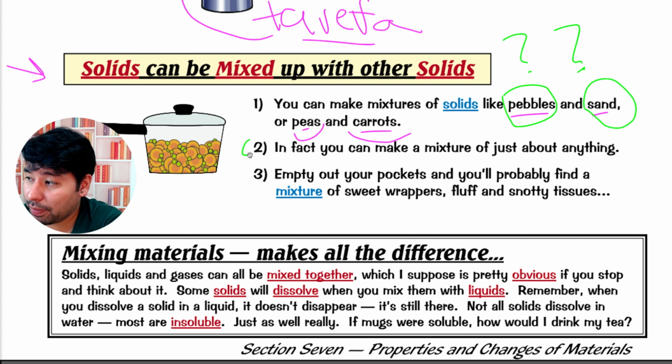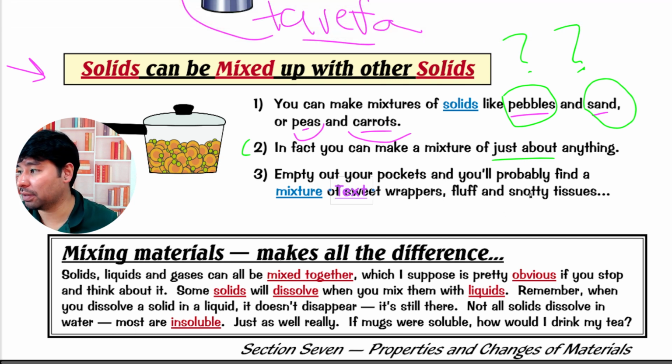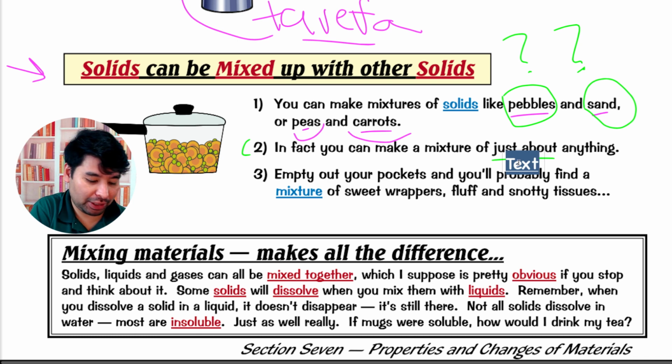In fact, you can make a mixture of just about anything. I mean, this sentence, in fact, de fato, né? You can make a mixture. É possível fazer uma mistura of just about. Olha essa sentence. Of just about, nós poderemos aí transformar até em praticamente anything. Just about. Então, a gente pode, nesse caso específico, ok? A gente pode traduzir esse just about como em praticamente.